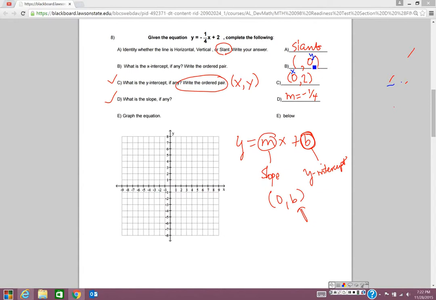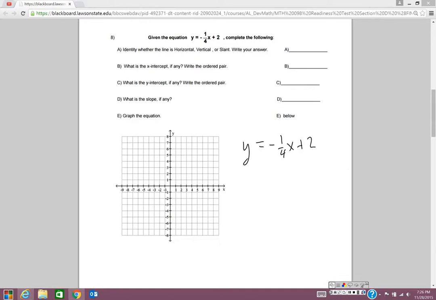Isn't that interesting? Since we know that the y would be 0, we can always plug in 0 for y in this problem to determine exactly what the x-intercept is. So let me erase. For the x-intercept, we're just going to substitute 0 in for the y, and we're going to solve for x. To get x by itself, we can subtract the 2 from both sides. That'll give us negative 2 equals negative 1/4 x.